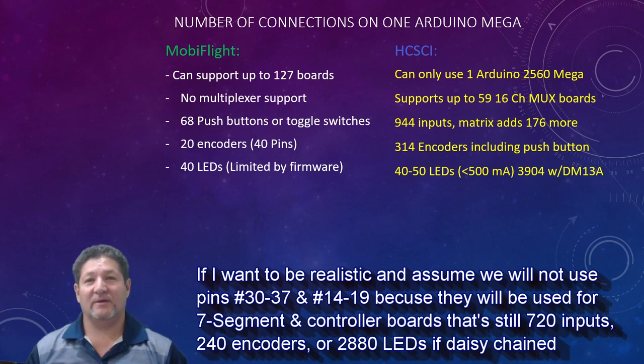So even in Hicksee, we're basically going to say it's between 40 and 50 LEDs, and you should try to keep your power draw less than 500 milliamps. Obviously, if you're powering 7-segment displays and all that, that's going to factor into it as well. Now if you add DM13A serial LED drivers, you can have up to 3,904 LEDs. And obviously you're going to provide external power for those. You're not going to be powering them off the Arduino.